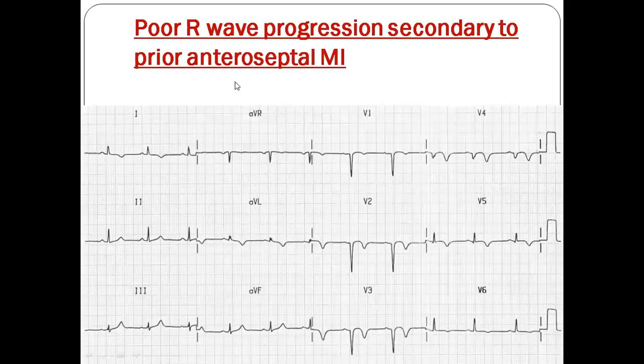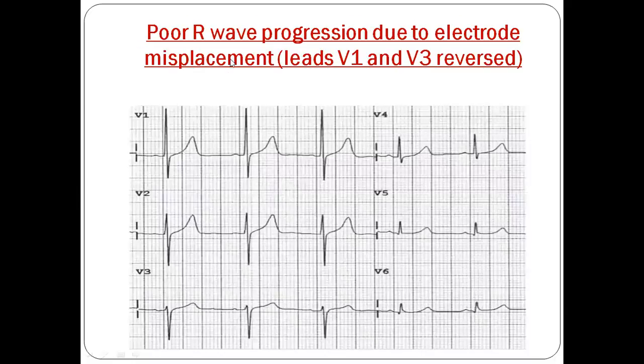Here you can see only the Q waves. These are pathological Q waves, which are more than 2 mm. There is no R wave which you can see, so there is poor R wave progression. By definition, if the R wave is less than 3 mm in V3, we cannot see any R wave here. That's why it is called poor R wave progression, and here it is due to misplacement.